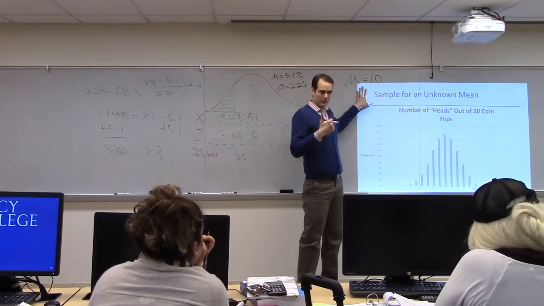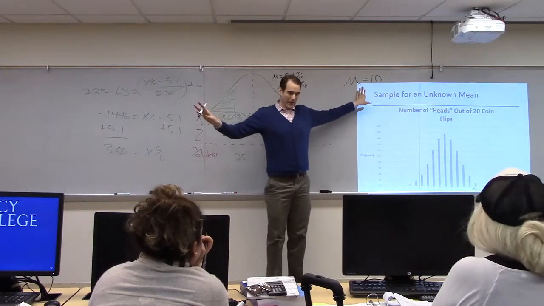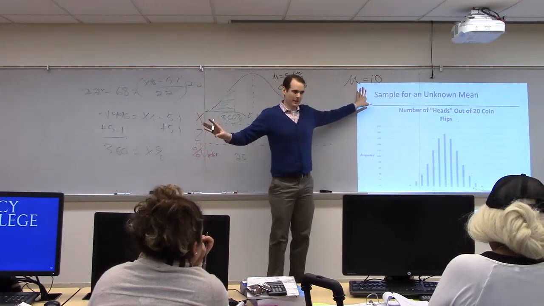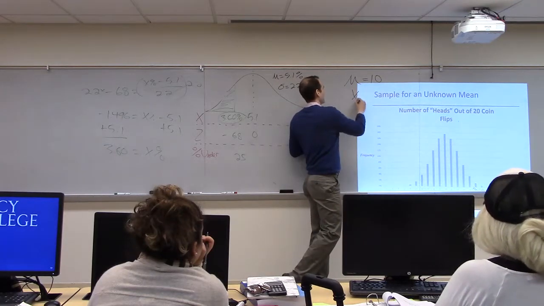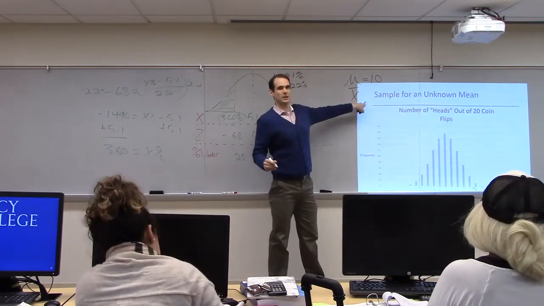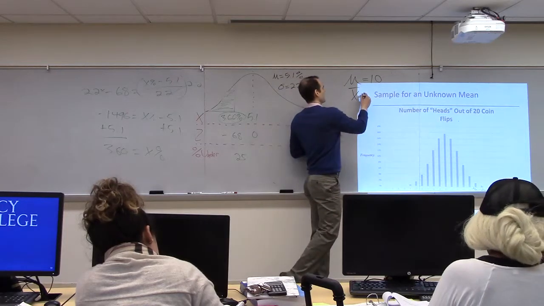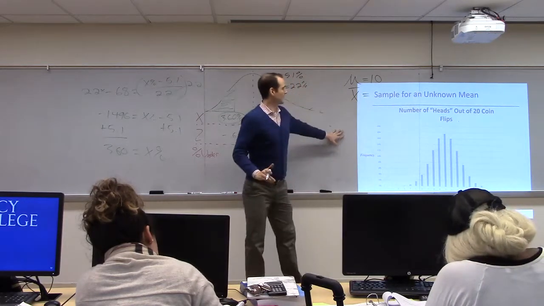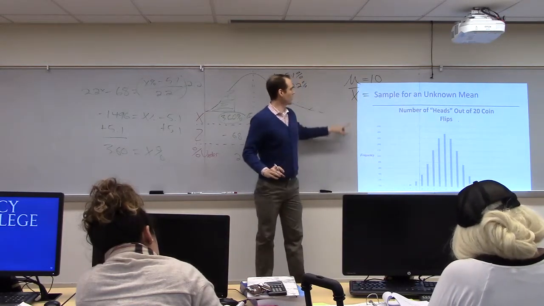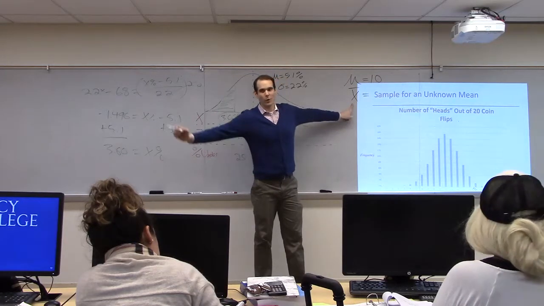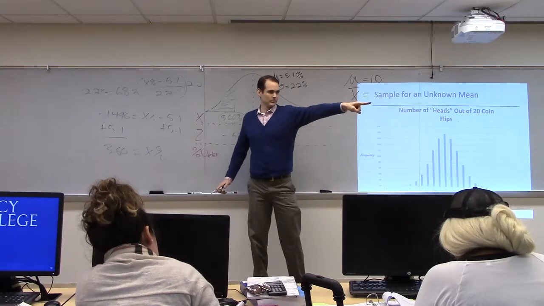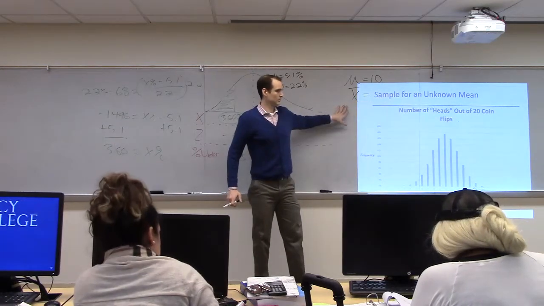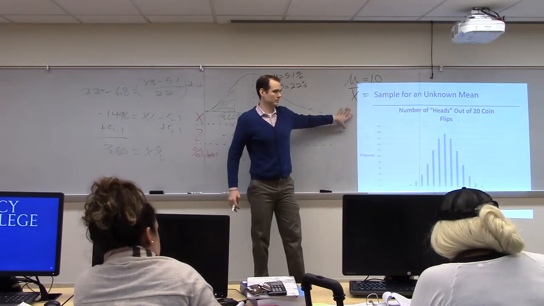We know that. But do our researchers know that? No. They do not know that. So they're going to find a sample mean. This little x bar, sample mean. Let me ask you something. What is the most likely outcome for their sample mean? It's going to be a slightly higher number.